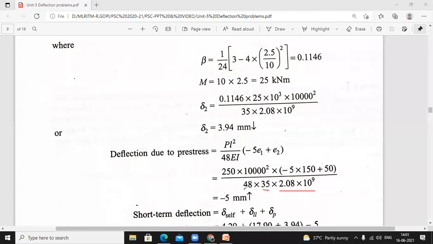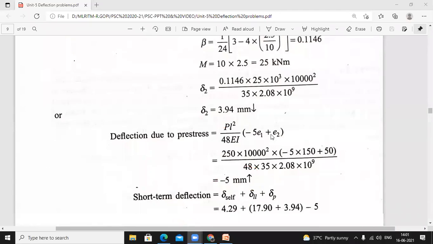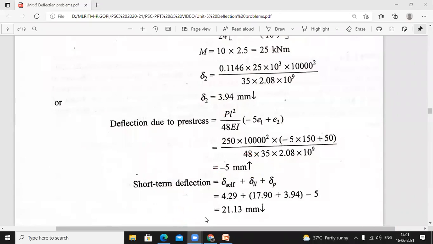So what is the net deflection? Always this deflection is minus. Okay, so minus 5 mm upward. This is the deflection due to pre-stress. Now tell me, what is the short-term deflection? The summation of dead load deflection, live load deflection, and deflection due to pre-stressing force is called short-term deflection. Okay, you sum all the values. Self-weight 4.29 and live load, two live loads are there, 17.9 plus 3.94, and deflection due to pre-stress minus 5. So the value is.